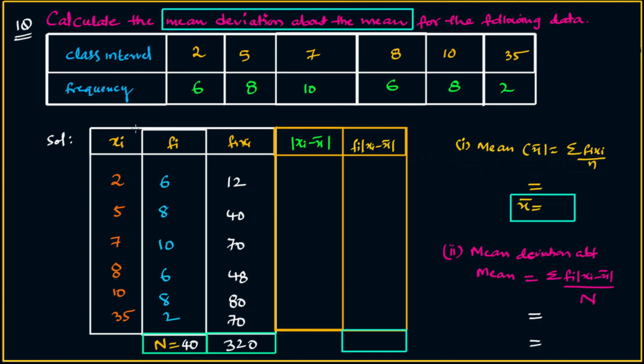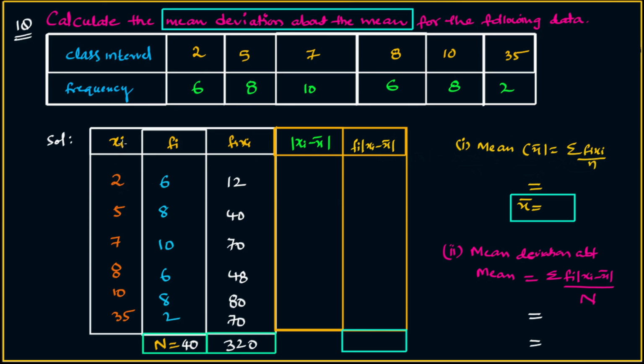Measures of dispersion. Calculate the mean deviation about mean for the following data. Class interval and frequency are given. We have to find mean deviation about the mean. So formula of mean deviation about the mean is summation fi mod xi minus x bar by n, where n is the sum of the frequency, and where mean x bar is sigma fi xi by n. Again, n is the sum of the frequency.